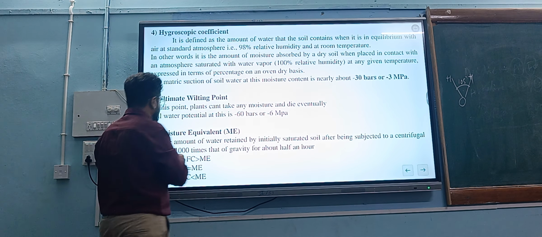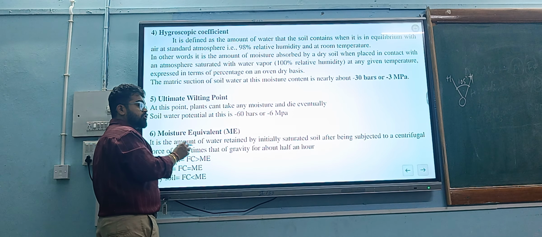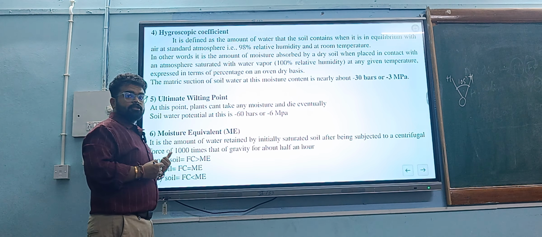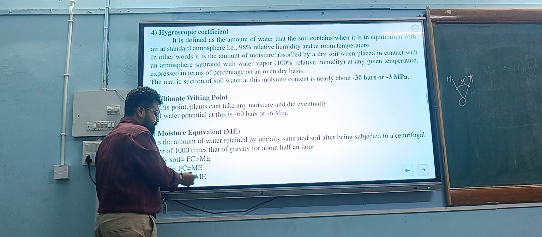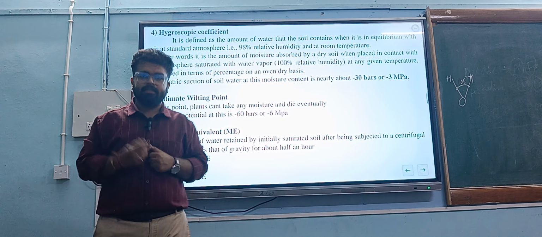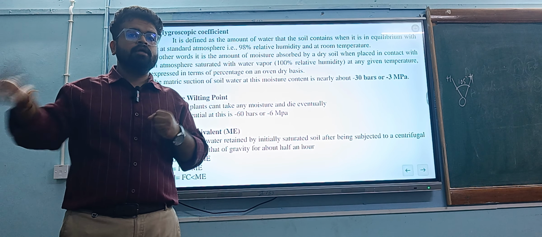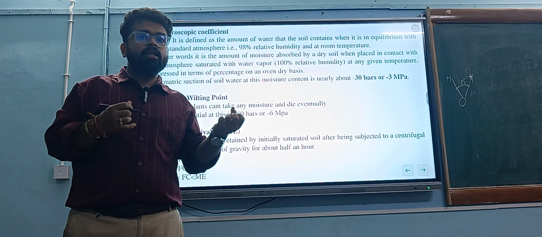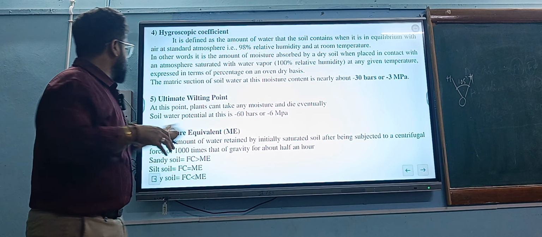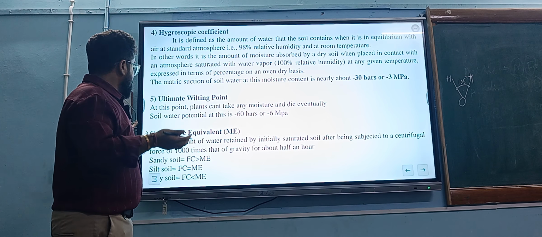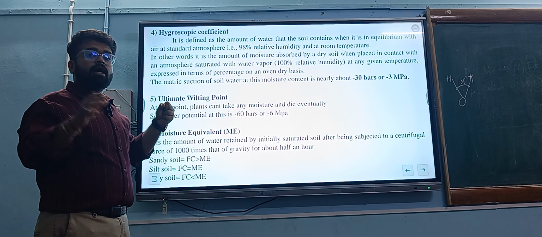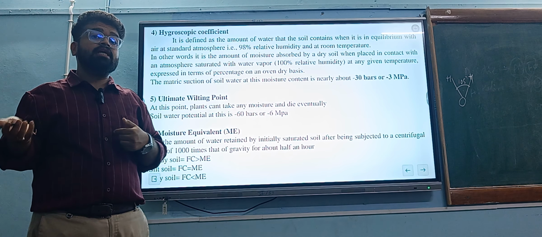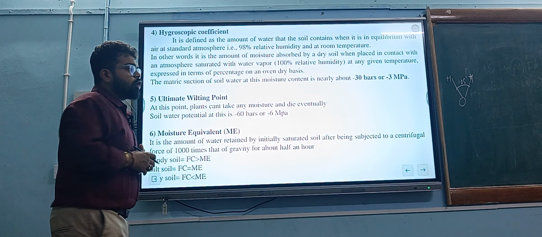Under such condition, for sandy soil, the field capacity moisture content is more than the moisture equivalent. For silt soil, field capacity is equal to the moisture equivalent, and for clay soil, field capacity is lesser than the moisture equivalent. This is a standard condition. If you take a soil and subject it to a centrifugal force of 1000 times that of gravity, for sandy soil the moisture content at field capacity will be higher than the moisture equivalent. For silty soil, it is nearly equal. But for clay soil, the field capacity has lower moisture content than the moisture equivalent. So this is about the soil moisture constants.